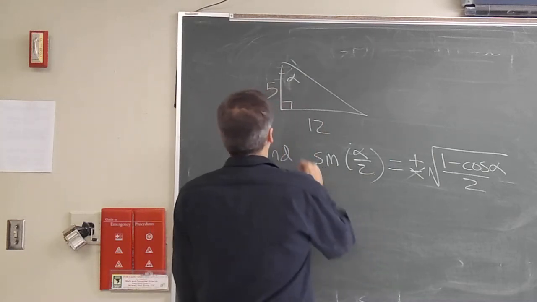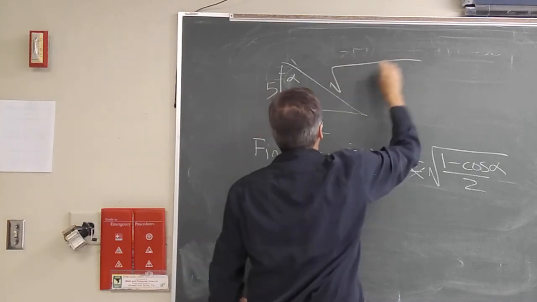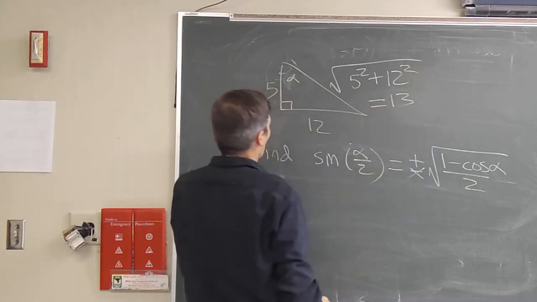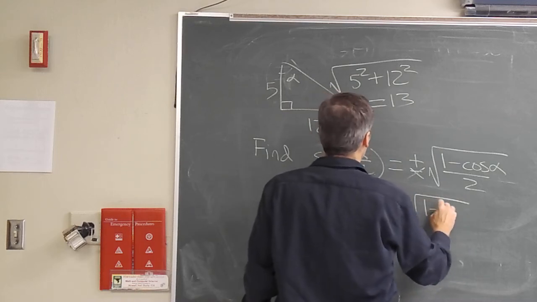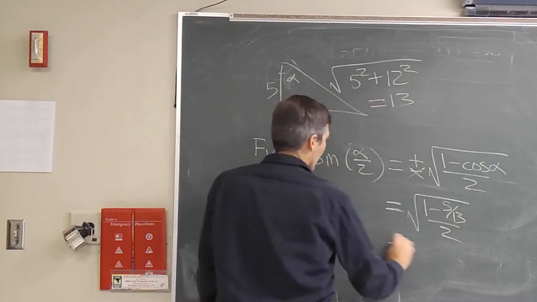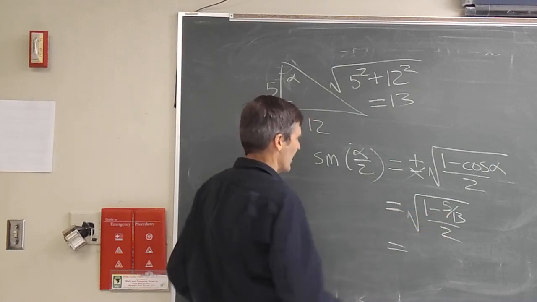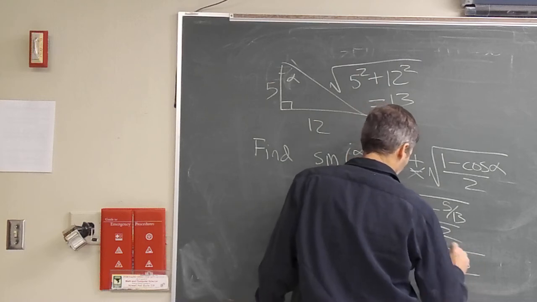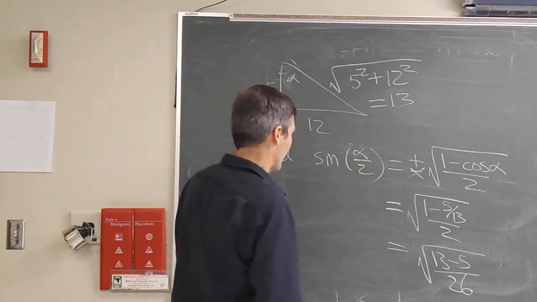Now, cosine alpha is this side adjacent to alpha over this side. What's this side? Pythagorean theorem, square root of 5 squared plus 12 squared is 13. So the cosine is 5/13, so I can rewrite that the sine of alpha over 2 is the square root of 1 minus 5/13 over 2. If I again get rid of the bad denominator, the compound quotient, by multiplying this time top and bottom by 13, I get 13 minus 5 all over 13 times 2, which is 26, is the sine of alpha over 2. Well, this is square root of 8 over 26.